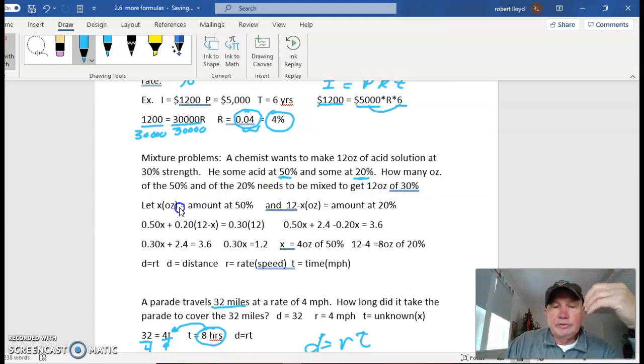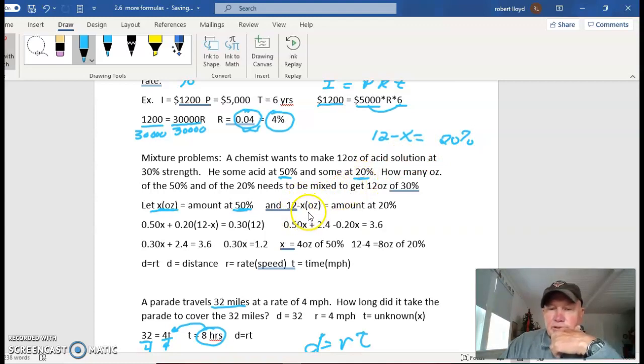So this is where you read it carefully and then you assign a variable. So we let x equal the amount at 50%. And we know there's 12 altogether. So if there's 12 ounces and we've used up x of them with a 50%, this has to be the amount left at 20%. So it would be 12 minus x. 12, the total ounces, minus the ounces we mixed at 50%.